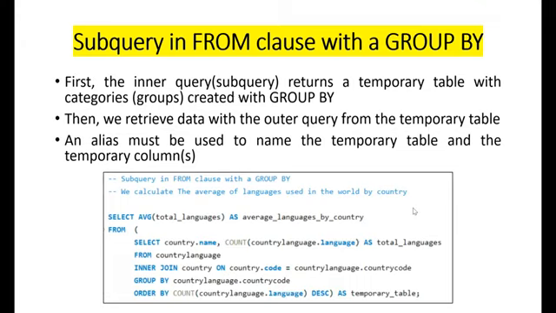We calculate the average of languages used in the world by country. So in this example, we have 2 tables. We have the country table and we have the languages table. The first thing that we have to do using the subquery is to count the total languages in each country, and we give it a name as total languages. Then we calculate the average using this temporary table, and we will see that later on in the hands-on.